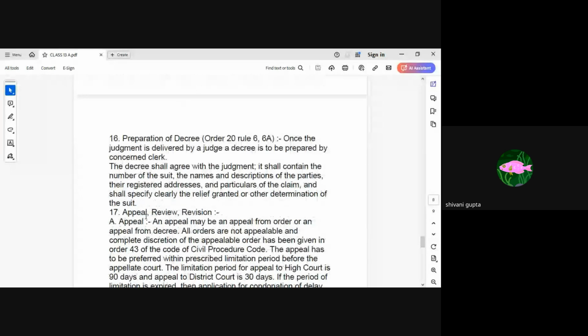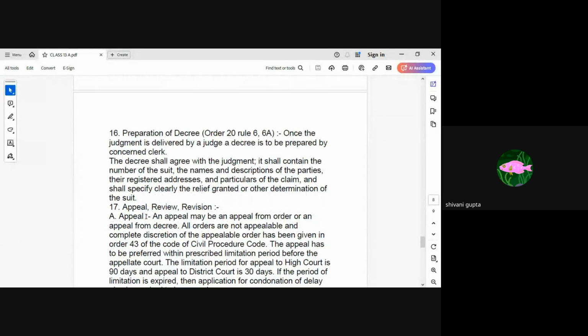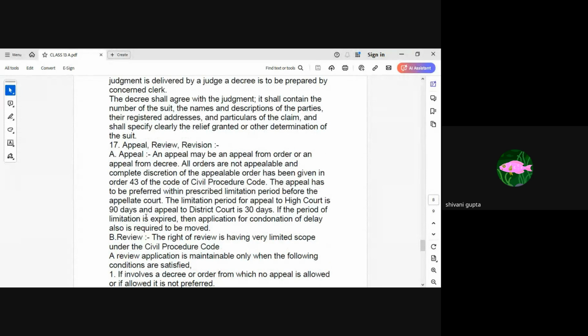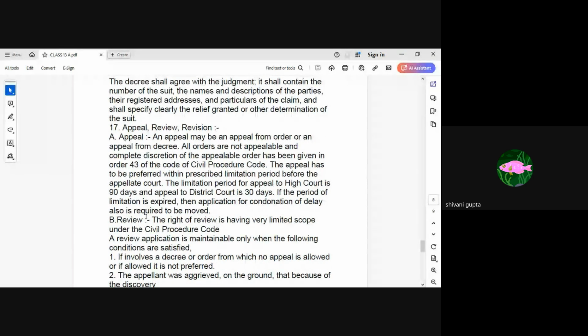Now comes the appeal, review, and revision, the same as what we have discussed in civil law also. Regarding the appeal provisions, there is a time limit of 90 days for the High Court and 30 days for the District Courts. If the limitation period has expired, then an application for condonation of delay is also required to be moved. After that, if the court thinks fit that the appeal must be maintained, only then is the appeal maintained.